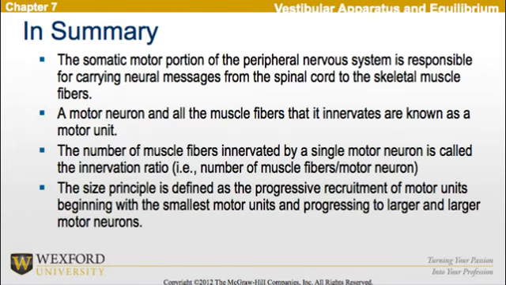In summary, the somatic motor portion of the peripheral nervous system is responsible for carrying neural messages from the spinal cord to the skeletal muscle fibers. A motor neuron and all the muscle fibers that it innervates are known as a motor unit. The number of muscle fibers innervated by a single motor neuron is called the innervation ratio. Finally, the size principle is defined as the progressive recruitment of motor units beginning with the smallest motor units and progressing to larger and larger motor neurons.